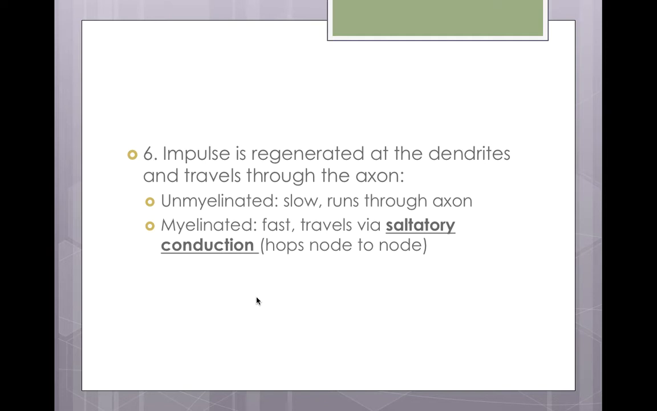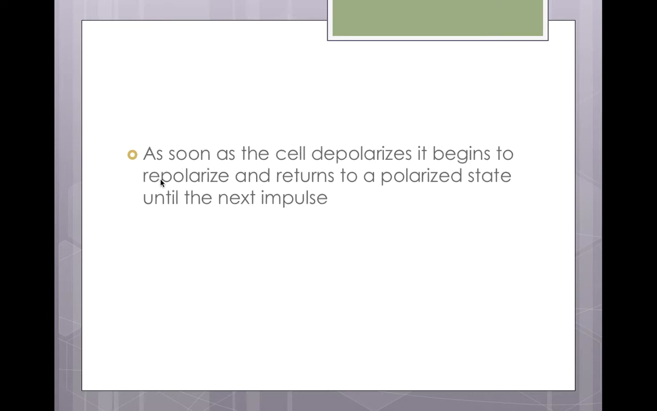All right, so the impulse is regenerated at the dendrites and travels through the axon. So basically what it's saying is that the impulse is going to travel through the whole entire axon. And as it does so, it's going to bounce along. Okay, this is just a fancy word for bouncing along the myelin sheath. Remember, myelination helps the impulse travel very, very quickly. In unmyelinated neurons, it's going to run very, very slowly. Okay? So that's basically it.